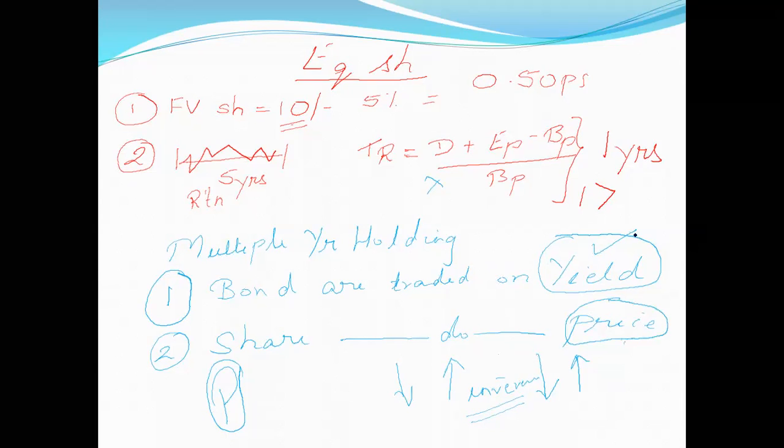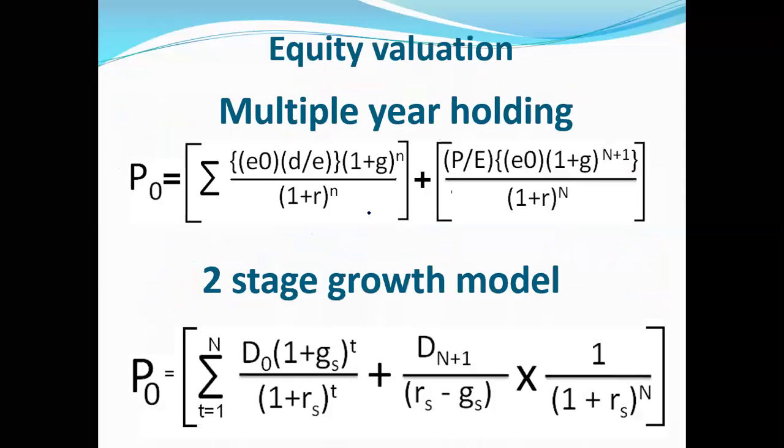Clear? Now, coming to where we started, if we hold the share for more than 1 year, we have to use a concept called the multiple year holding period formula. Now, what is the multiple year holding period formula? I'm just putting it here. Please go through this and note it down, because this formula is very important. Whenever we are going to hold the share for more than 1 year, we have to use this particular formula, that is the multiple year holding period concept. Please go through this particular formula once. If you're not able to understand, please let me know. I can explain to you.